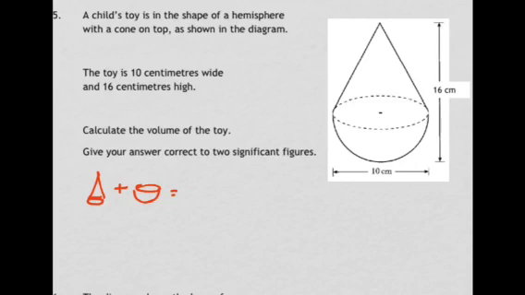So we're going to use the formulas 1/3 pi r squared h, that's for your cone, plus, because we've got half a sphere, we're going to use the 4/3 pi r cubed formula, but then we're going to have to divide that by 2. So basically that's the formula that we need. 1/3 pi r squared h plus 4/3 pi r cubed, and then divide by 2.